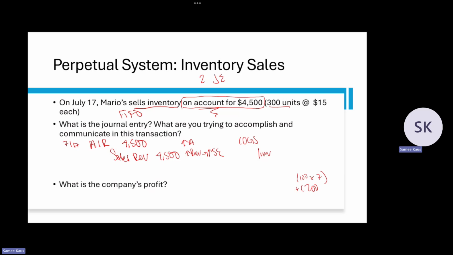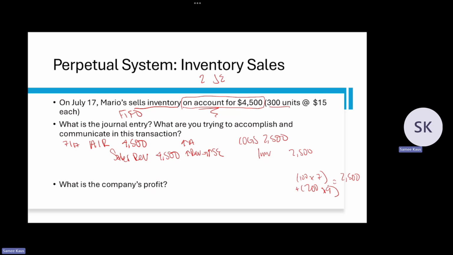And I bought those at $9. So I have a total of $2,500 of cost of goods sold that I need to recognize. And that cost of goods sold also shows my reduction in inventory.